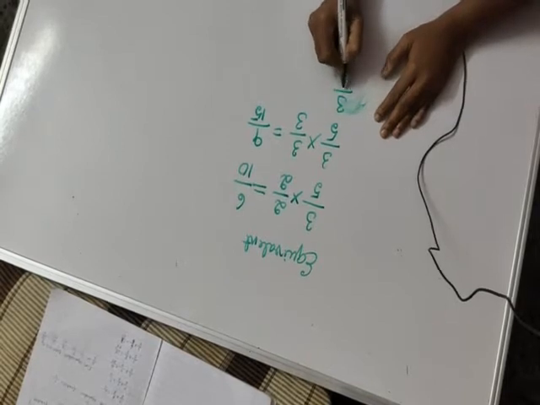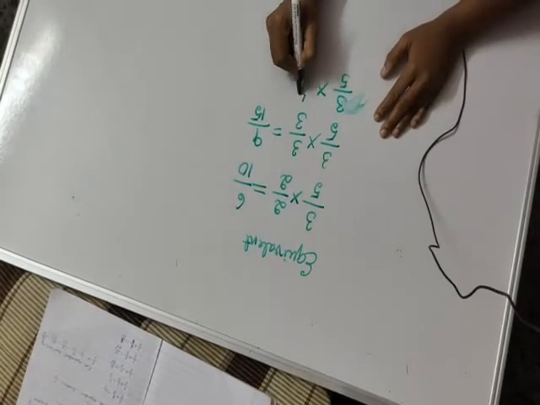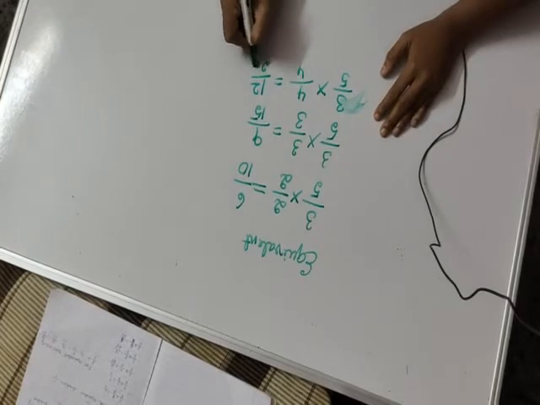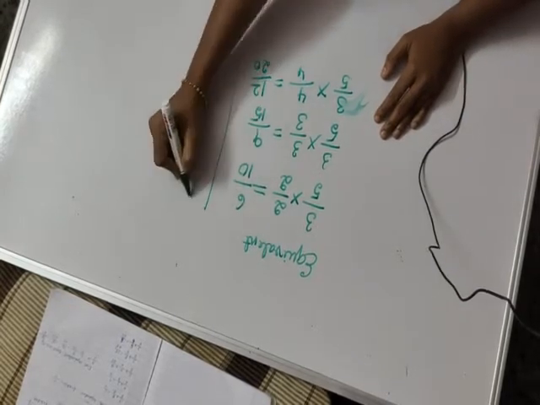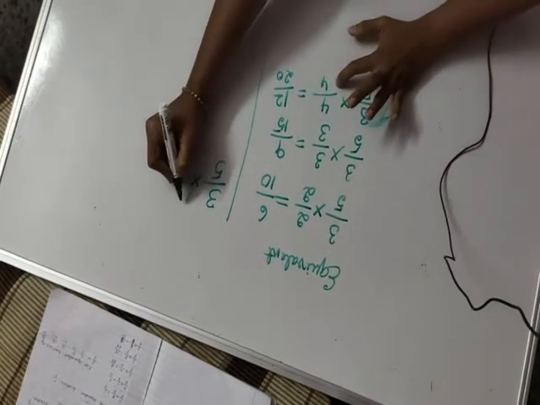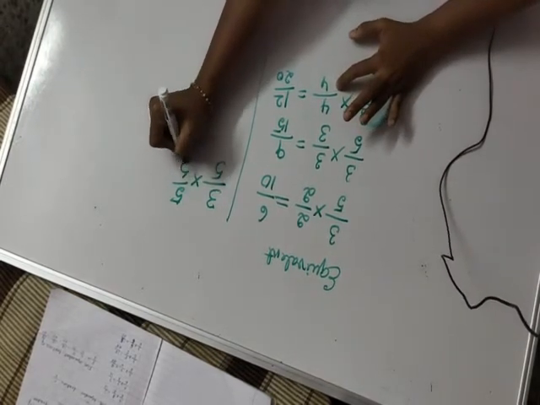3 by 5. 4 by 4. 12 by 20. Like that only. 3 by 5. Here I will take some other number. Any number you take, 5 or 6, your wish.